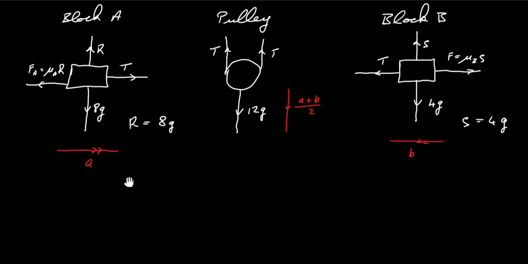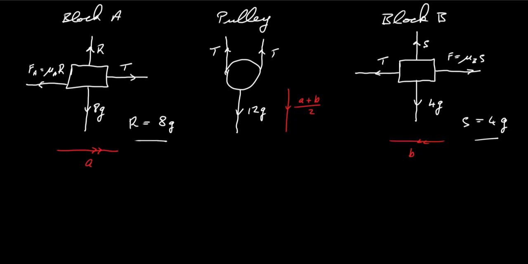Okay, so I've drawn in the accelerations as well. I'm calling the acceleration of block A, a, and the acceleration of block B, b, to the left. So the pulley is going to have acceleration down of (a plus b) over 2. Okay, so let's start writing some equations. I have R is equal to 8g and S is equal to 4g.